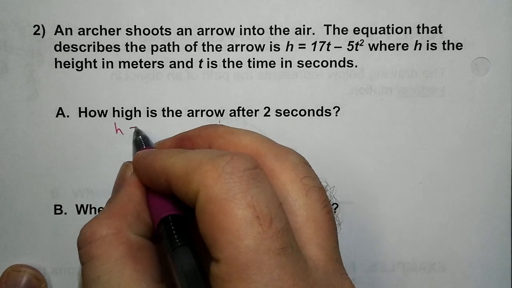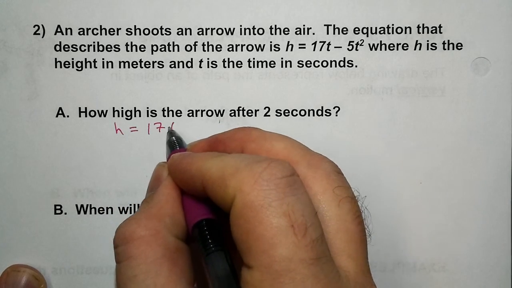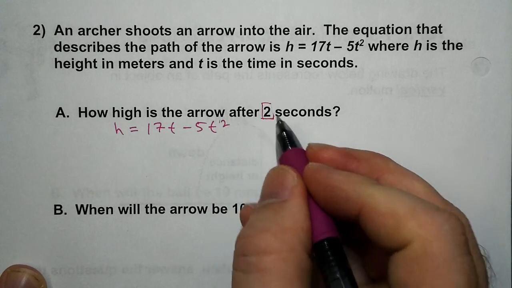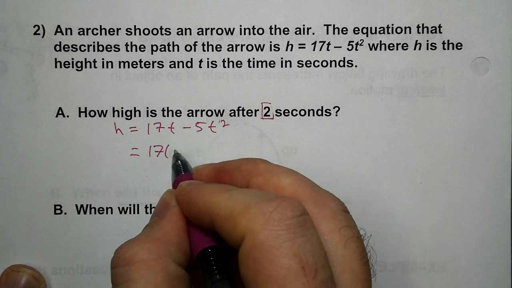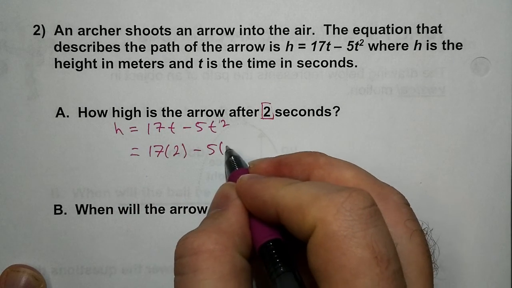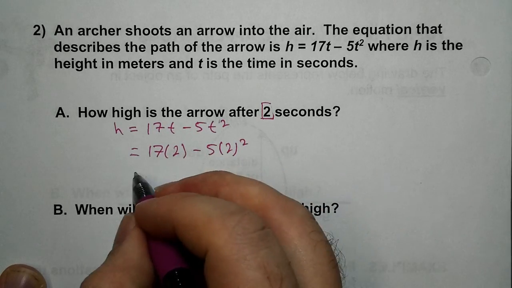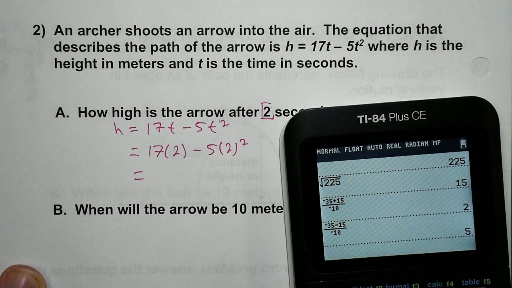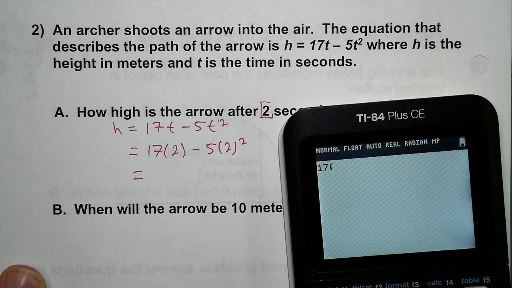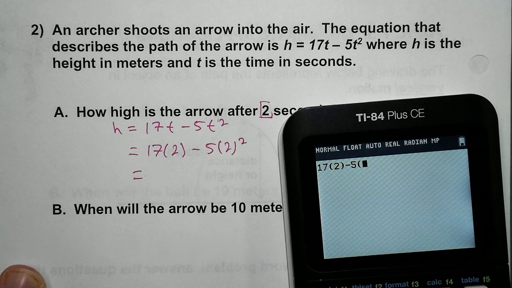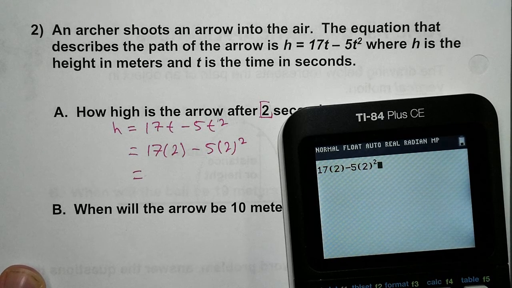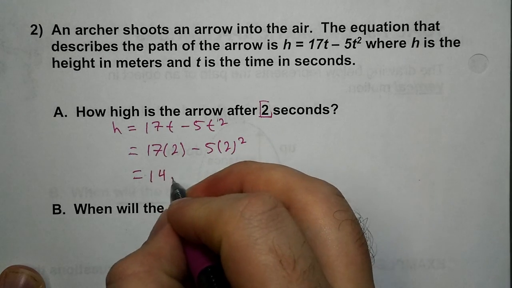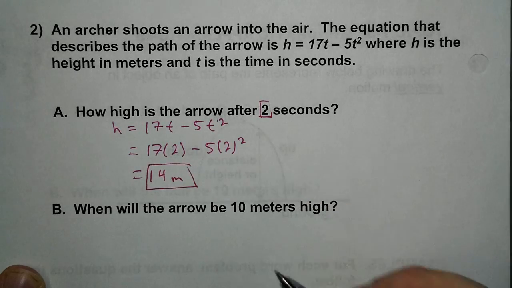So you have h, or the height, will equal 17 times t minus 5t squared, and we're plugging in 2 for the t. 17 times 2 minus 5 times 2 squared. And we end up getting 14. So it is 14 meters in the air after 2 seconds.